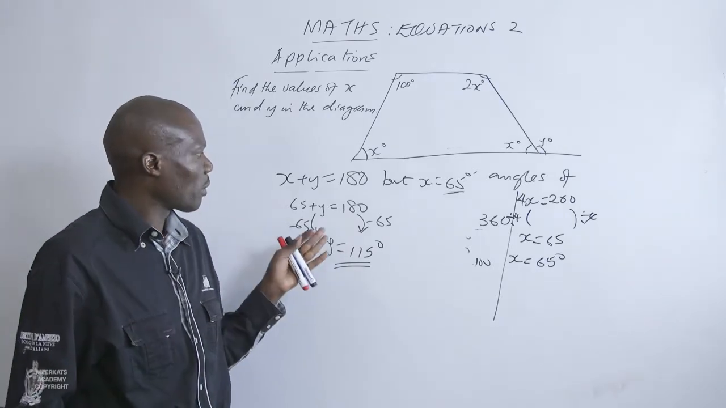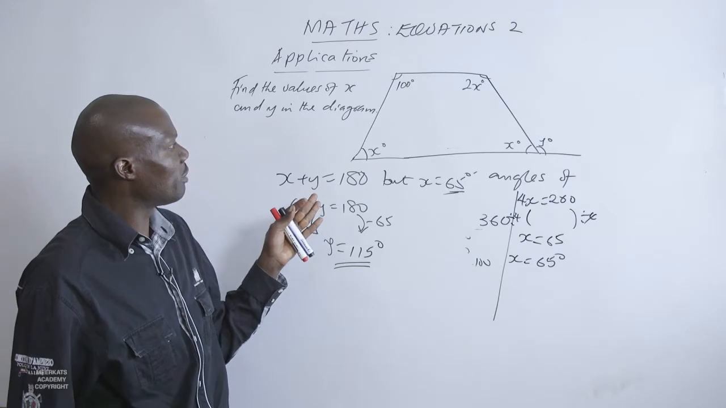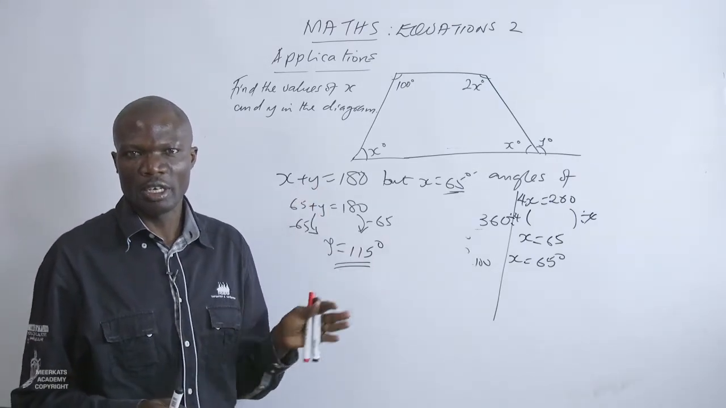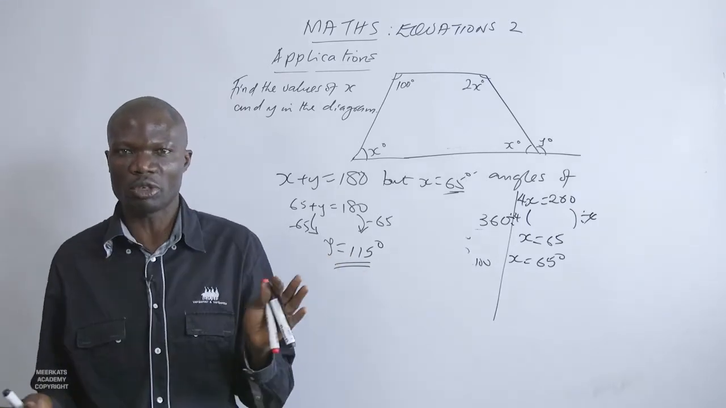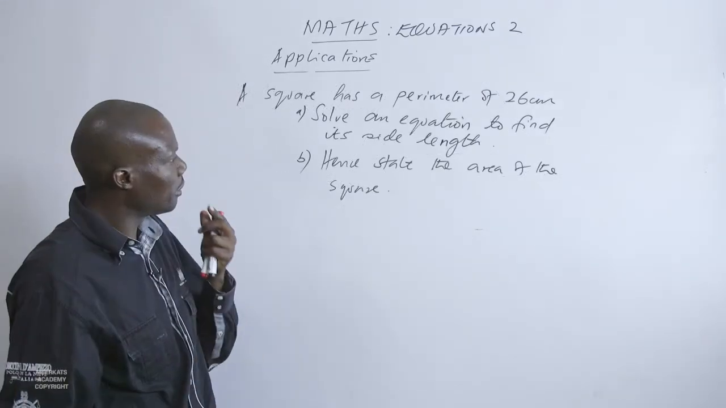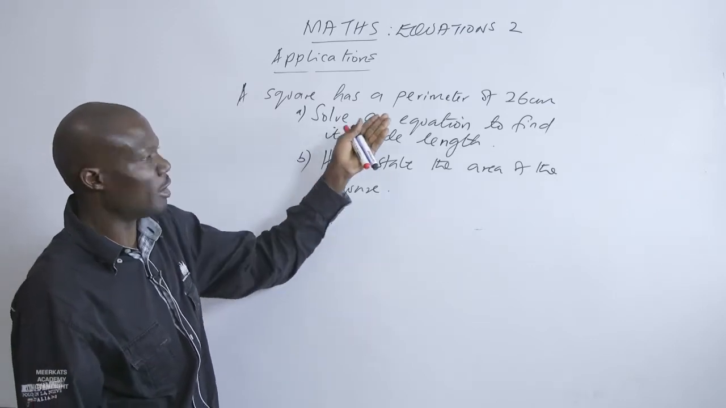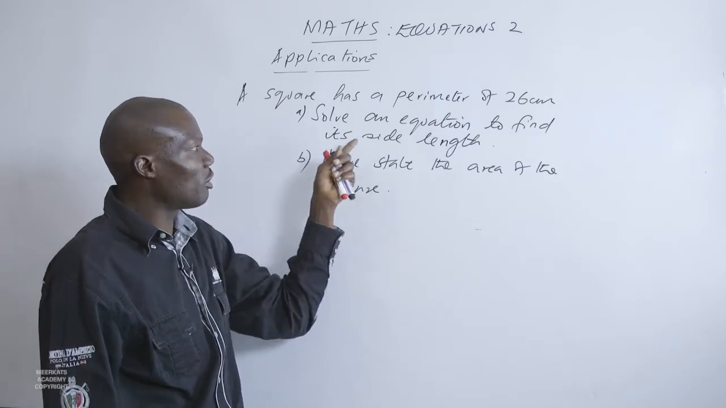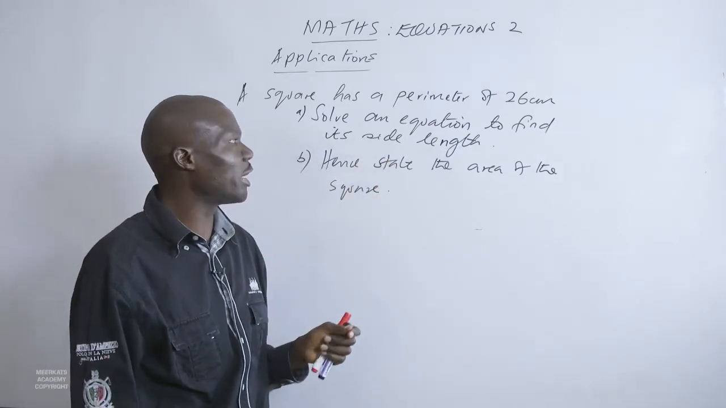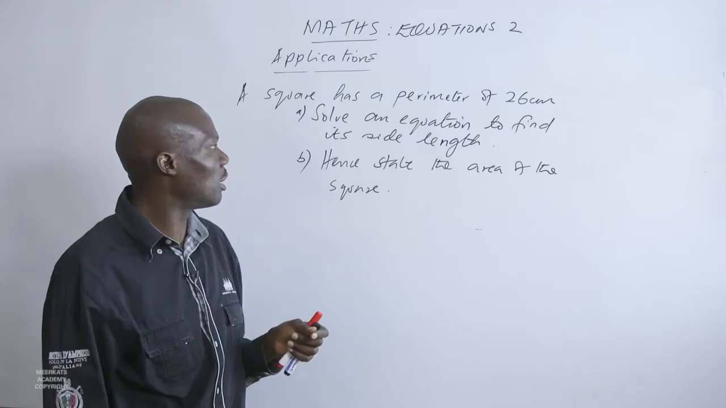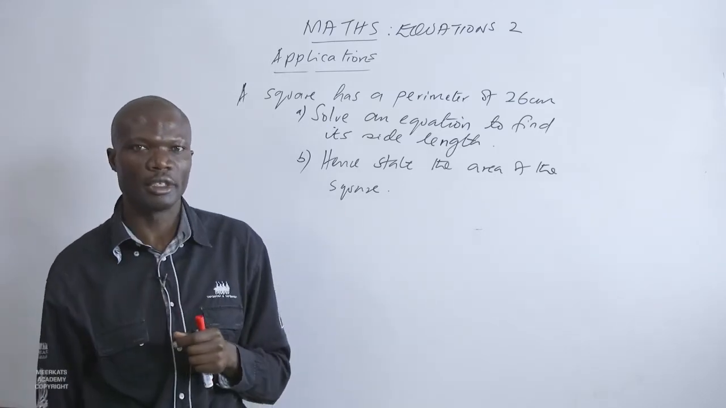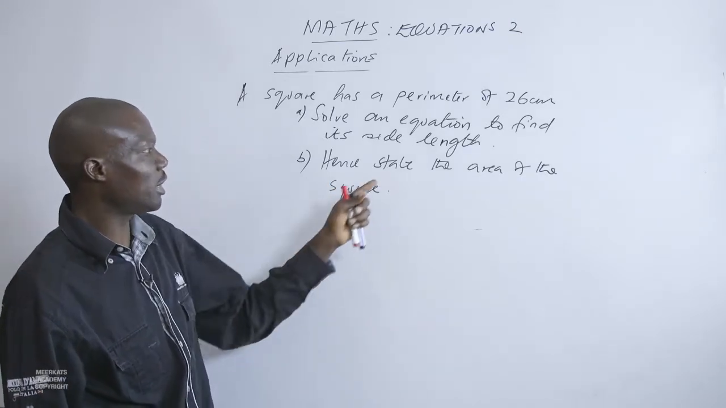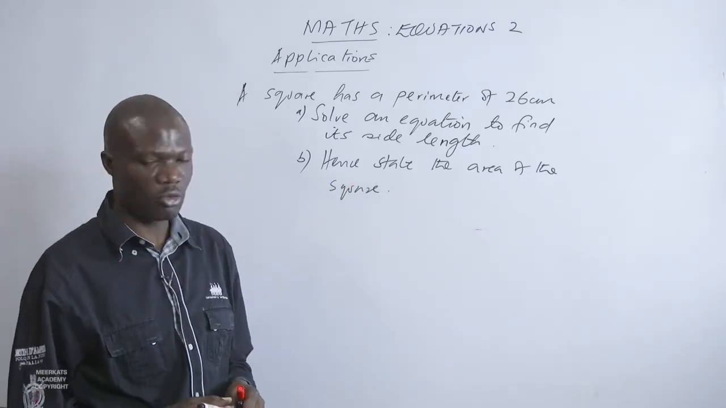So we want to look at further application questions touching again on either degrees, measurements, or time, and so on. A square has a perimeter of 26 centimeters. One, we are asked to solve an equation to find its side. And then two, hence, state the area of the square.